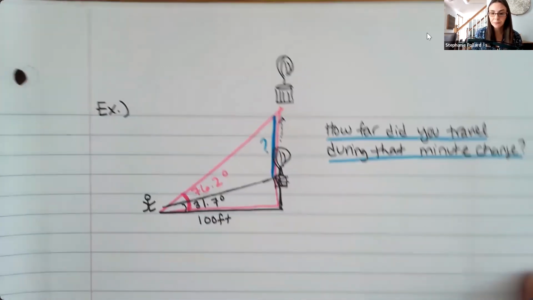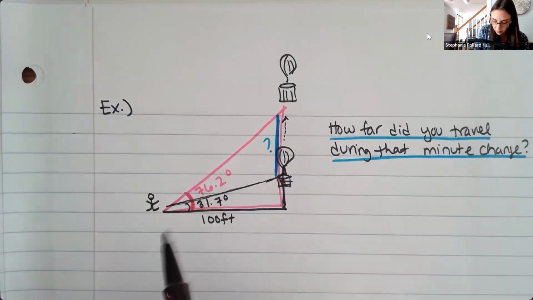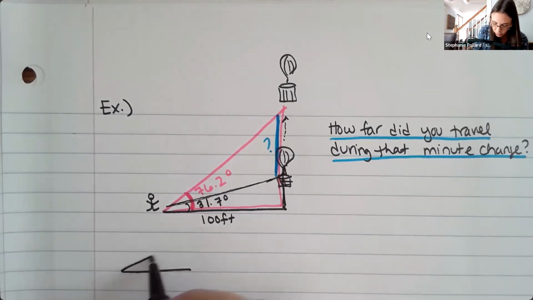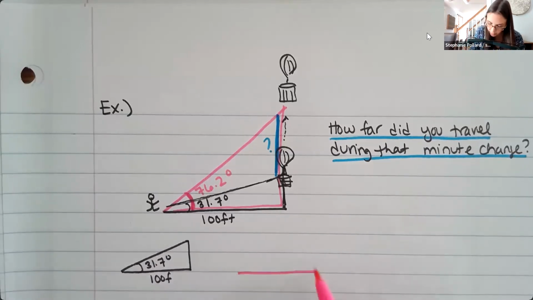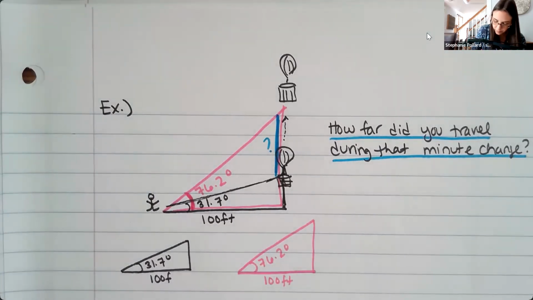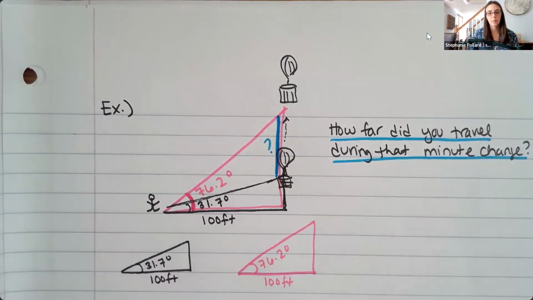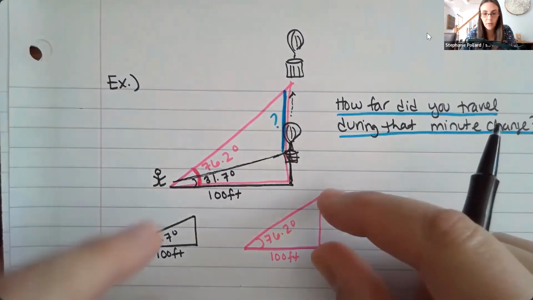But to do that, we have a little bit of work here. So this is our most complicated one. But notice that I do have two triangles. So my first triangle, and I'm not going to draw them to scale, I'm just going to kind of draw them here, is you have that 100 feet and you have your angle of 31.7 degrees. And then for your other triangle, I'll just make it a little bit bigger. You have still 100 feet, but your angle here is 76.2 degrees within this picture.